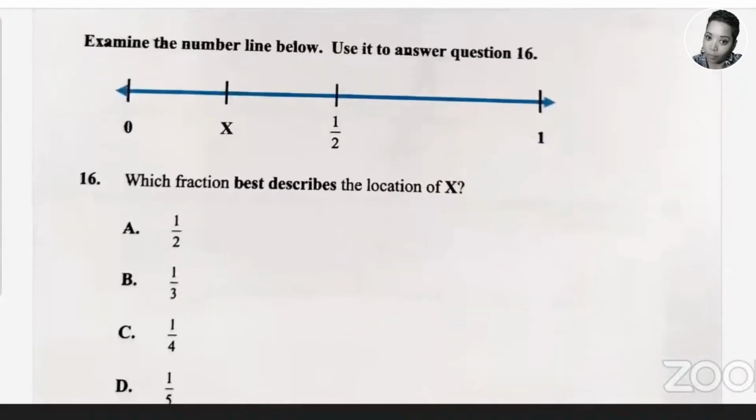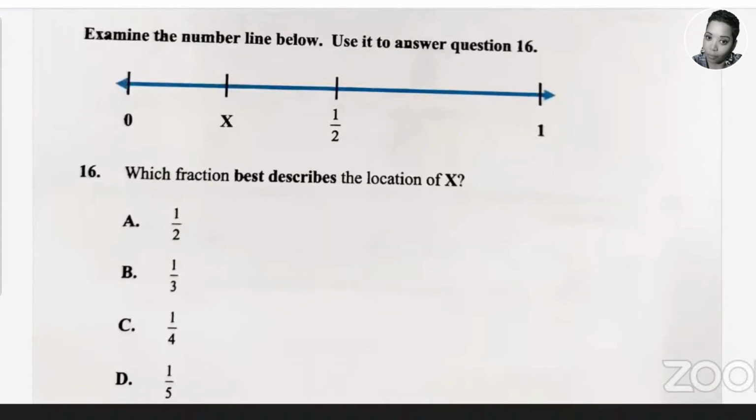Now, question 16. So we have completed half the paper already. Question 16. Examine the number line below. Use it to answer question 16. Which fraction best describes the location of x? Okay, so here we have the half mark. Right here is the half mark. And then we have 1 here. So what would be half of a half? That's pretty much what this question is asking.